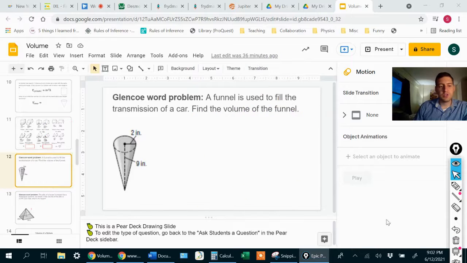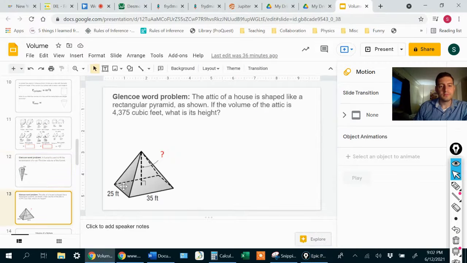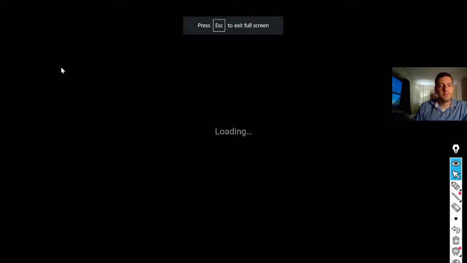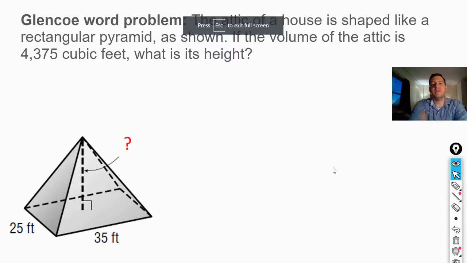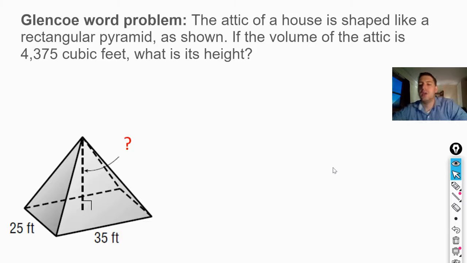Let's do the next problem. Another Glencoe word problem. The attic of a house is shaped like a rectangular pyramid as shown. If the volume of the attic is 4,376 cubic feet, what is its height? Okay, so in this problem, we're told what the volume is. We have to figure out what the height is.